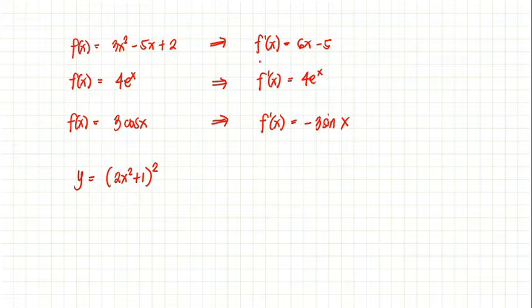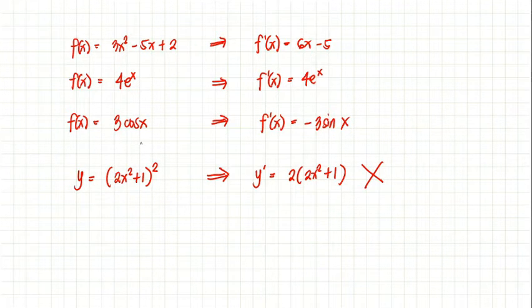Now, using the power rule, one might answer y prime equal to 2 times 2x squared plus 1 raised to 2 minus 1, which is 1. So we will have 2 times the quantity 2x squared plus 1 na lang. Now, if this is your answer, you are wrong. So this is a wrong answer.